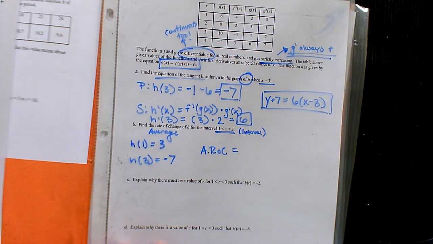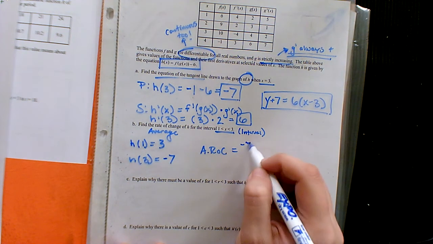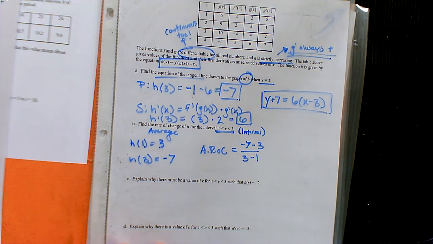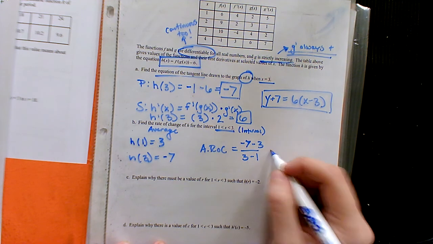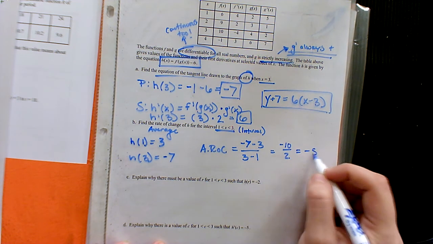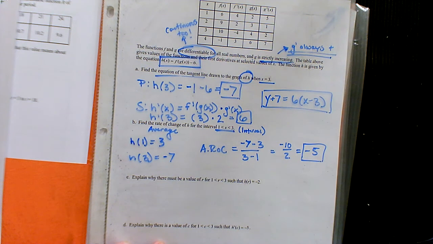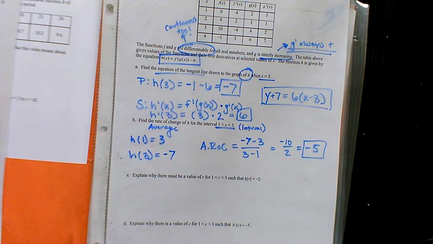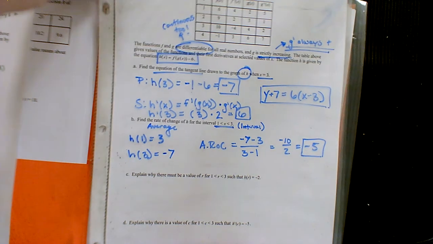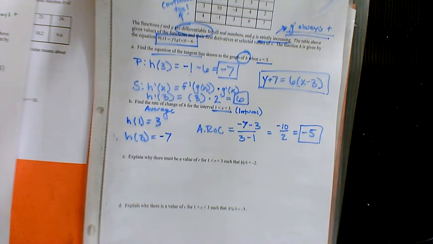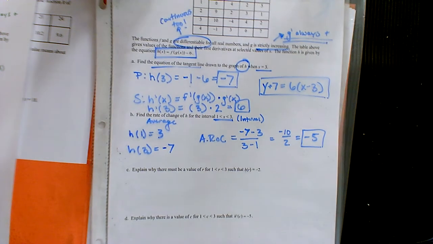All right, so average rate of change, slope between two points. Subtract the y's, subtract the x's. Negative 10 over 2, negative 5. So far, so good. Hanging in there. Okay, let's try C.